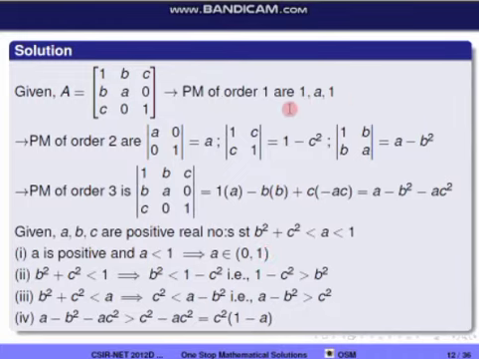Now we'll check for principal minors of order 2. So eliminate the first row and first column, take its determinant. Determinant of [A 0; 0 1]. That is equal to A. We already showed that A is a positive number. Now the second row, second column is eliminated and find the determinant. Determinant of [1 C; C 1]. That is equal to 1 minus C square. So we'll check whether 1 minus C square is greater than 0 or less than 0.